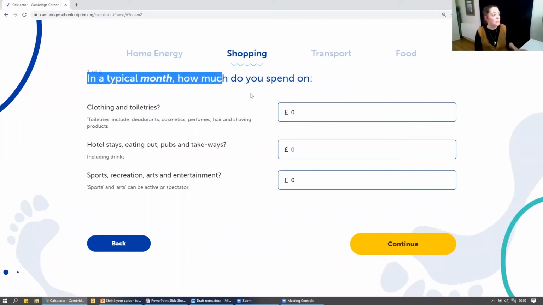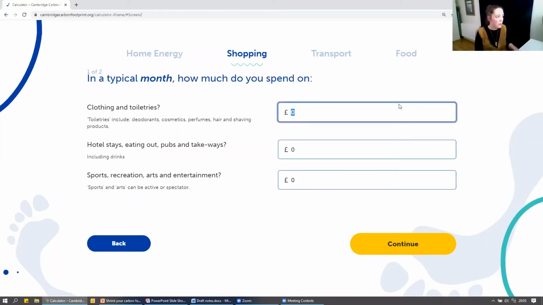But the question is, in a typical month, how much do you spend on these things? In a typical month, we don't spend too much on these things. So clothing and toiletries, personal items: in a typical month, I'm going to say we spend at most £40.